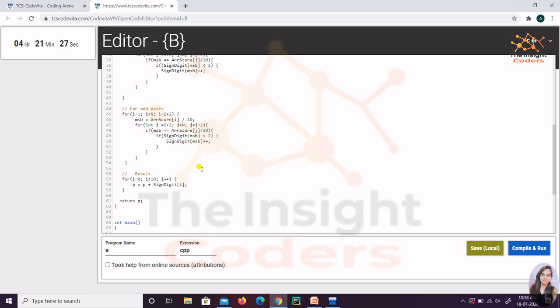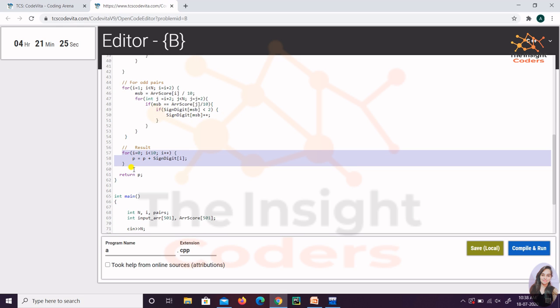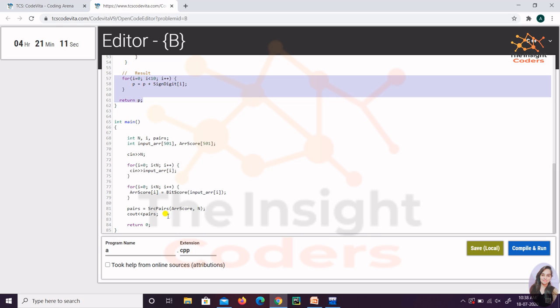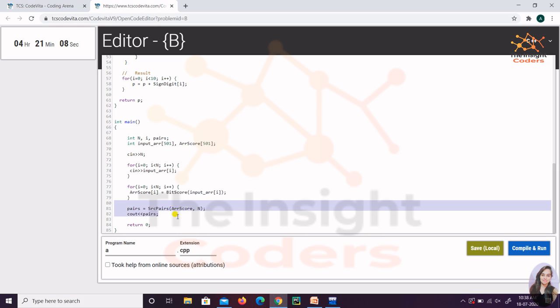And finally, after these pairs, we have to print the result. For each and every sign bit, we will have some values. Say 2 for 1 and 1 for 4. So every time each and every sign bit will be added, and that P will be returned to main, and finally we'll print that as pairs. So here we have used that SRC pairs, and here we are using that bit score.